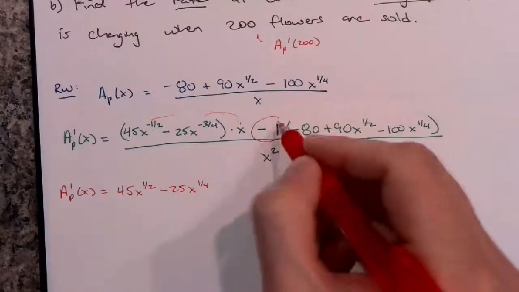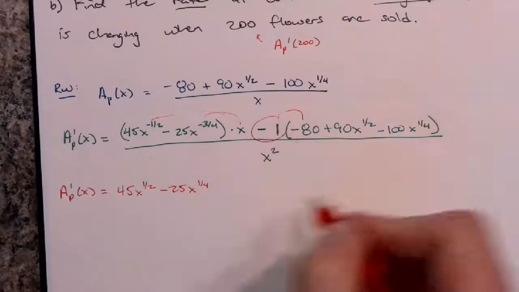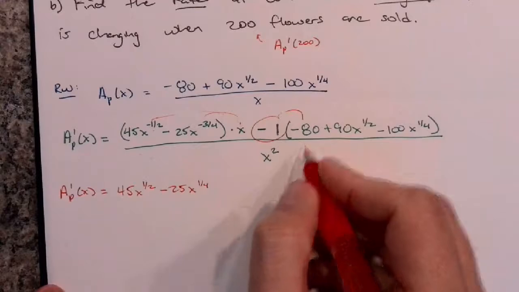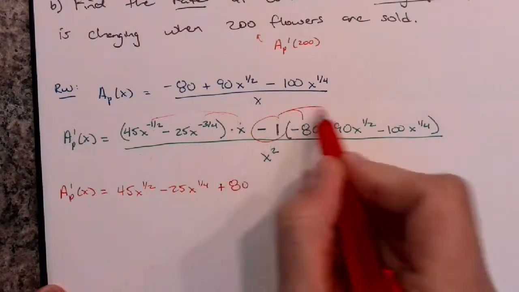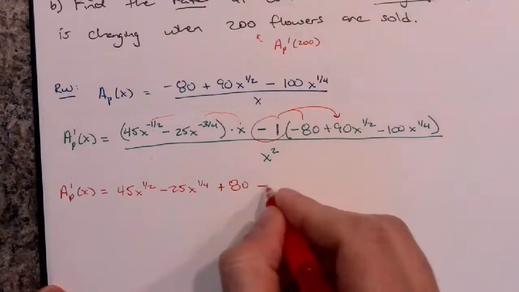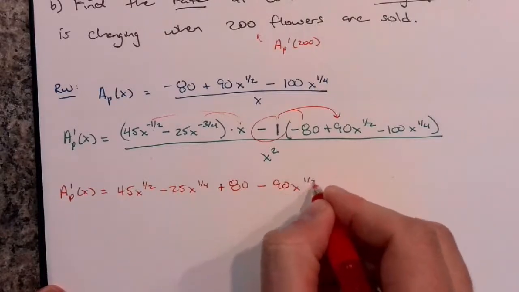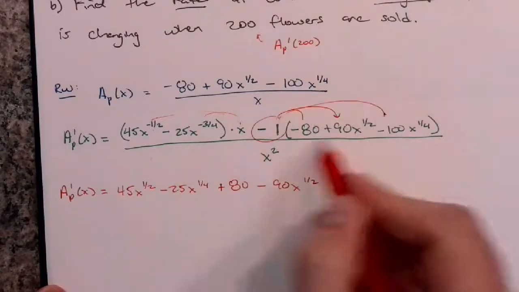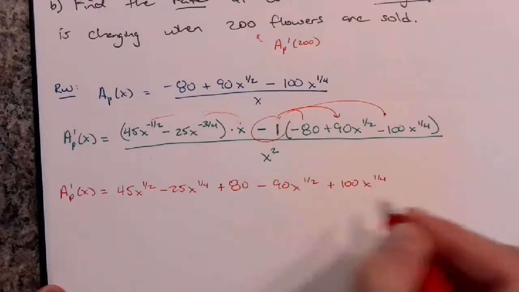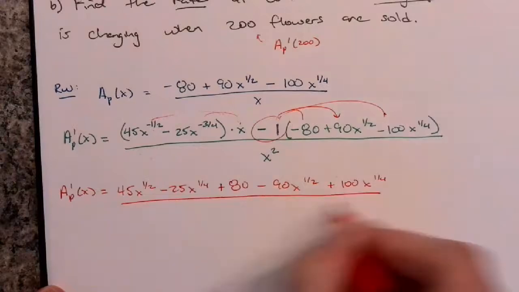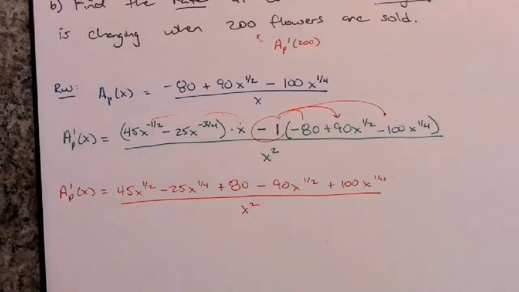Here we distribute the negative 1 through, so it's going to change the signs on these terms. So negative 1 times negative 80 would be a positive 80. Negative 1 times a positive 90 makes us a negative 90x to the 1/2. Negative times a negative makes us a positive 100x to the 1/4. It's still all over x squared.